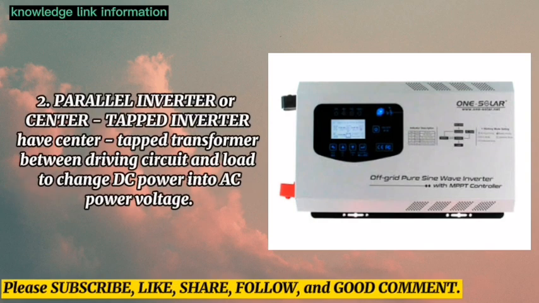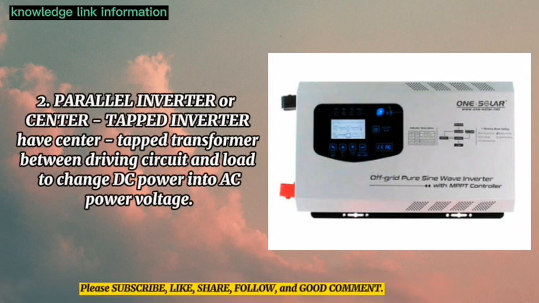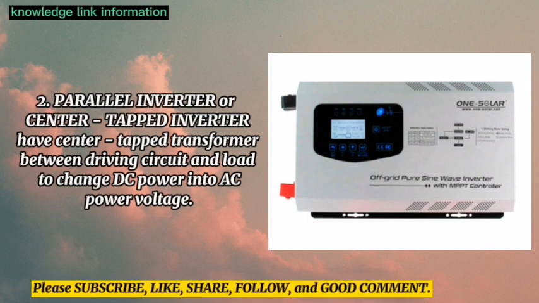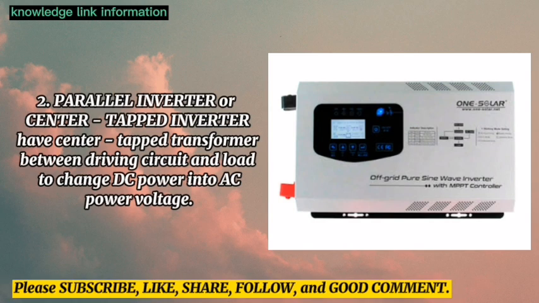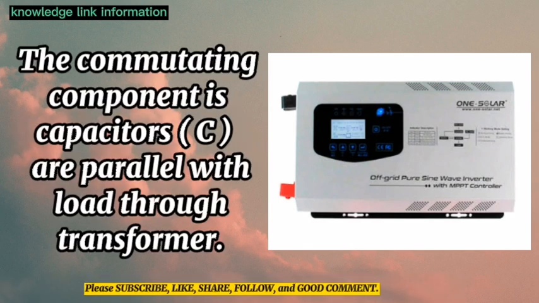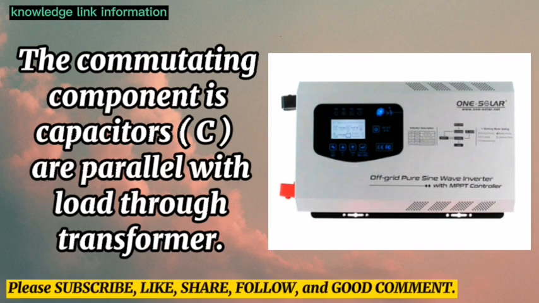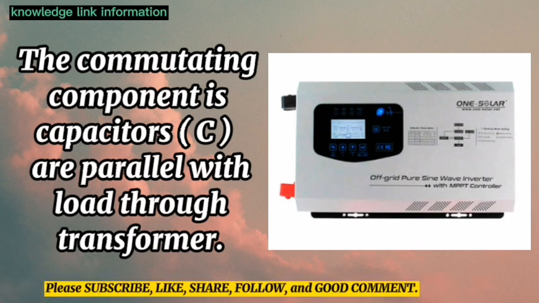Number 2. Parallel inverter or center tap inverter has a center tap transformer between the driving circuit and the load to change DC power into AC power voltage. The commutating component, capacitor C, is in parallel with the load through the transformer.